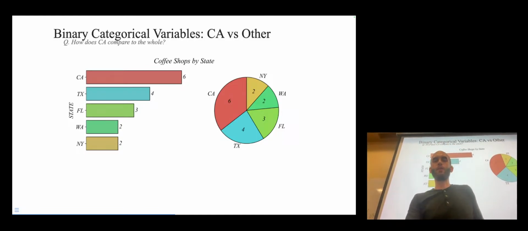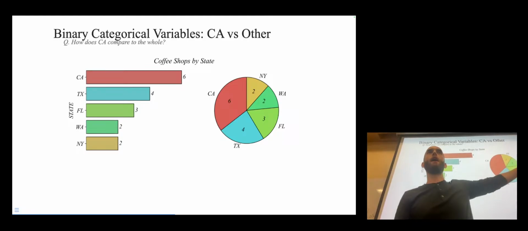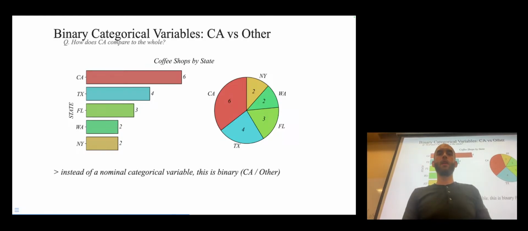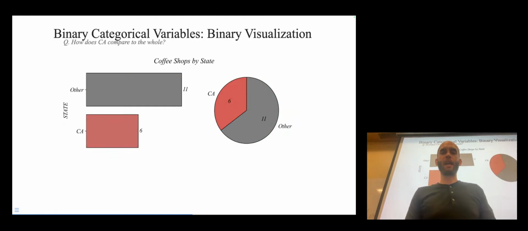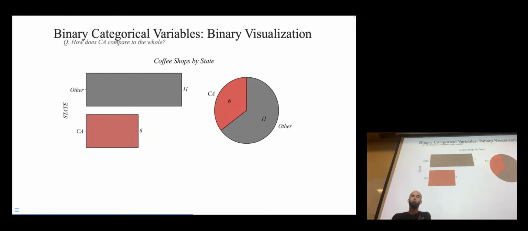So instead, what we could do is just have two categories, right? Instead of listing all the states, we could have California versus everyone else. This is a binary categorical variable. It could look like this. So we have two categories now. You're either a coffee shop that's in California, or you're a coffee shop that's not in California. The bar chart looks fine. We have two categories. And the pie chart also looks fine.